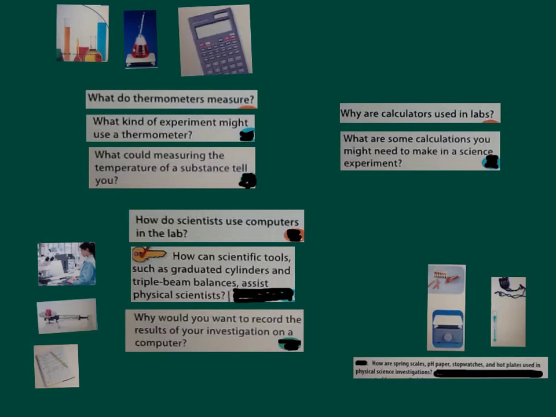Answer those questions. Okay, so the last three that I want to ask you. How do scientists use computers in a lab? How about the next one, which is the gold key with the red check mark, which means it's a key concept question? How can scientific tools such as graduated cylinders and triple beam balances assist physical scientists? Okay. The last one here that I want you to write down and answer is, why would you want to record the results of your investigation on a computer? Okay, that's this one.